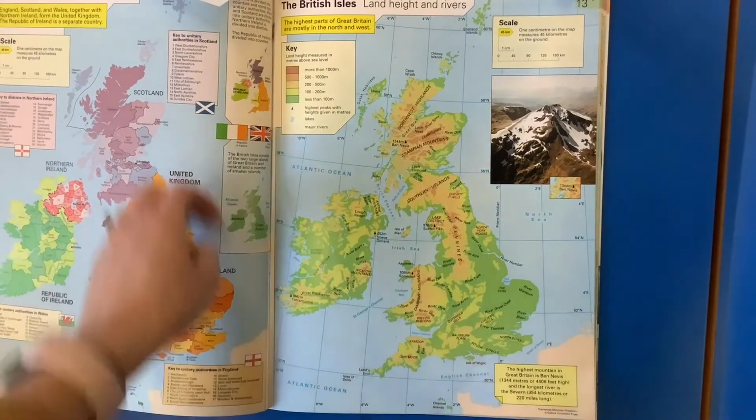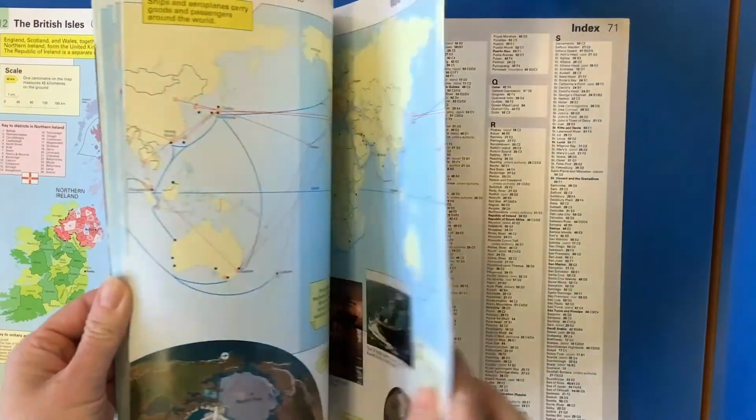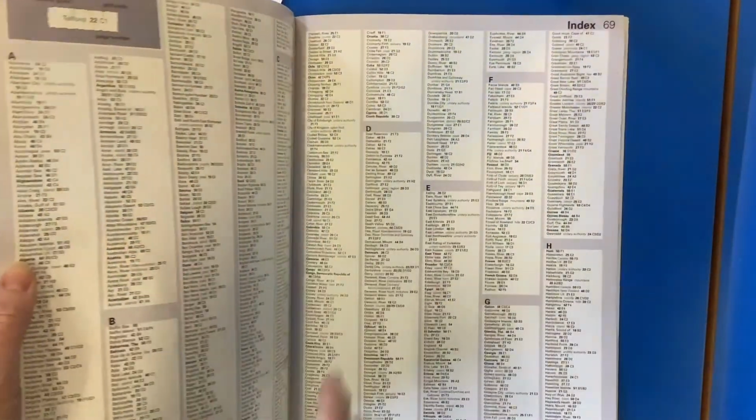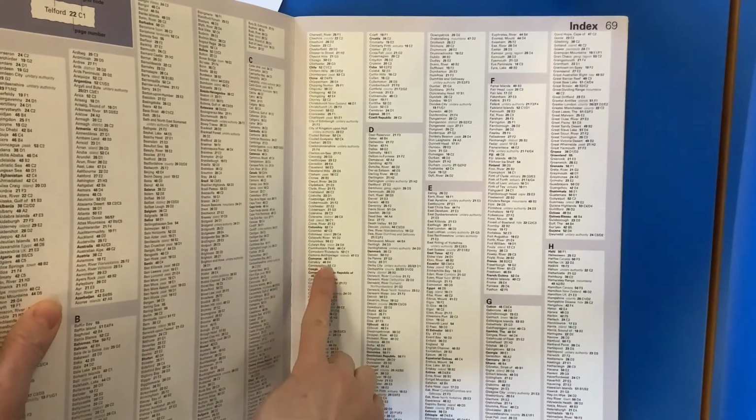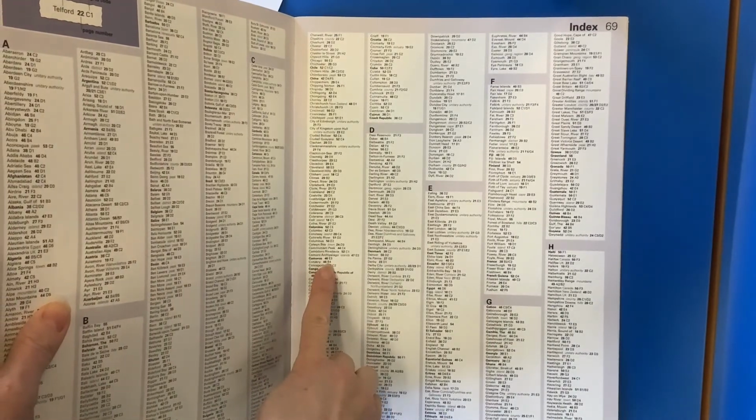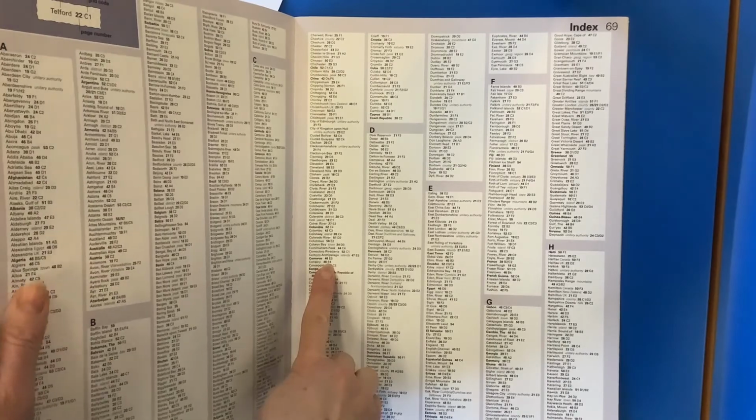Of course, if there's a question which is a bit more specific, the other place you can look is the index, because that will tend to have more detailed entries, and it will also tell you exactly which page to find it on, and in some cases, which square of the map to find the information in.